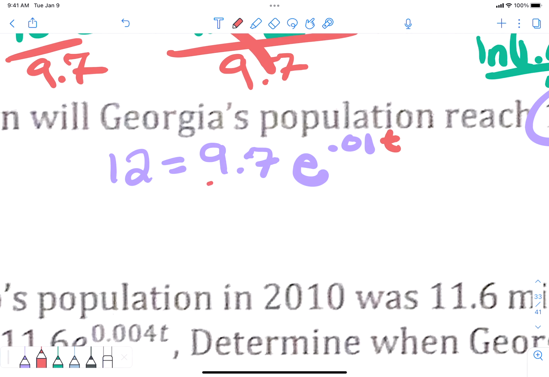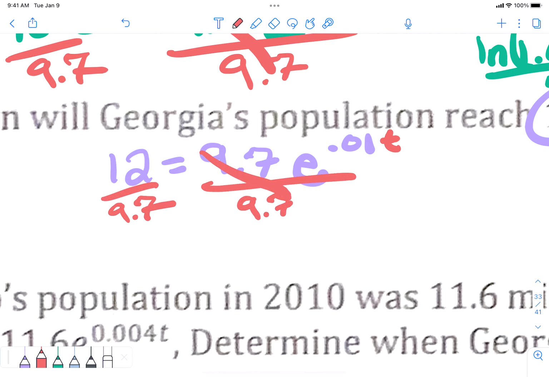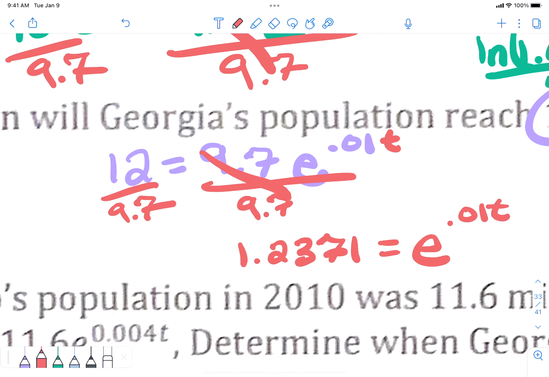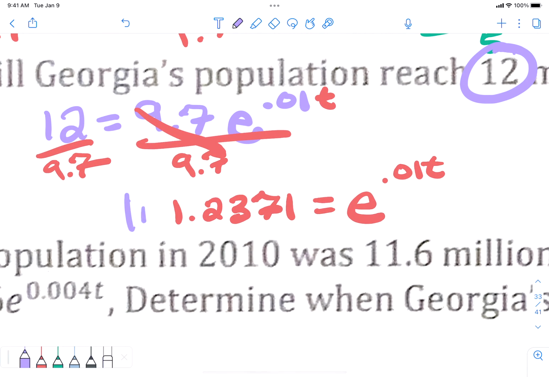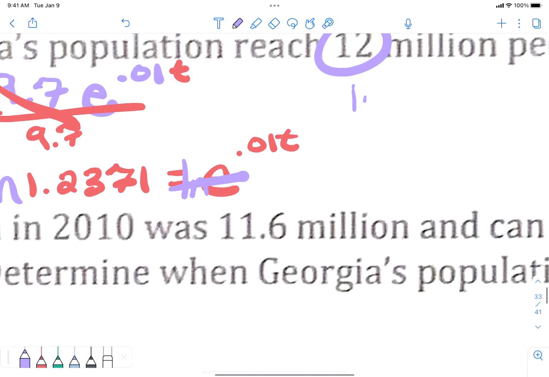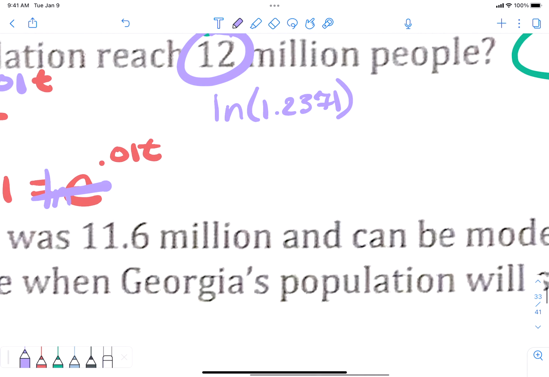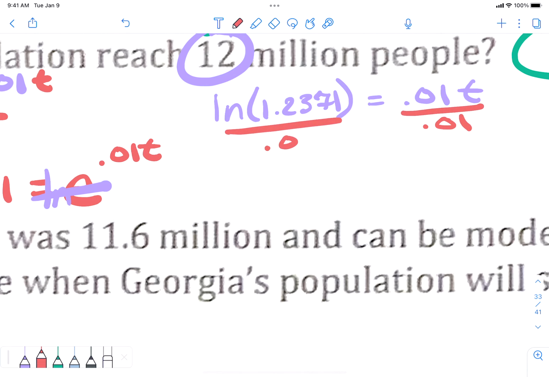What do we do first? Divide 9.7. 1.2371. Okay, equals e to the 0.01 t power. And then what? Then we ln. See, we're getting used to this. Ln and e cancel. So we have ln of 1.2371, whatever that is, equals 0.01 t. And then I divide by 0.01. And the time is something.